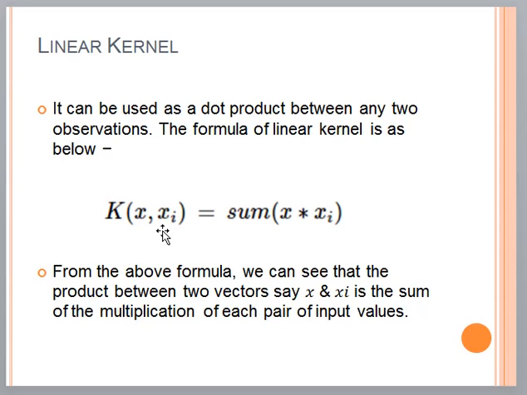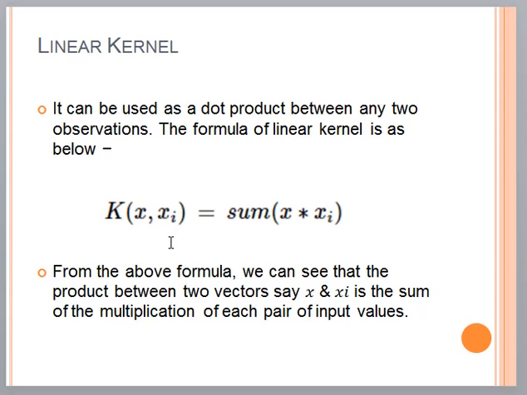And remember that these two observations are vectors, right? So we have a vector with the name of x and we have another vector with the name of xi, which are basically representing two different observations, and each vector has a number of values, right? So we are taking the dot product between these two vectors or these two observations, and we are computing this as the multiplication of two observations, which means the dot product of each value of each vector and their summation, right?